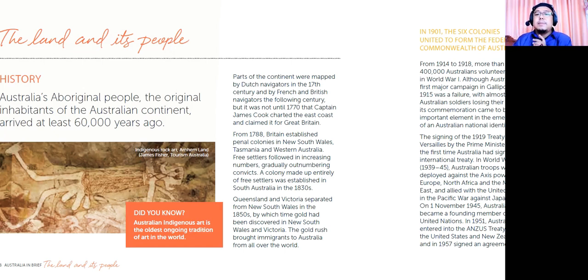So that's Great Britain. From 1788, Britain established penal colonies in New South Wales. See, I was right. New South Wales, Tasmania, and Western Australia. Free settlers followed in increasing numbers, gradually outnumbering convicts. A colony made up entirely of free settlers was established in South Australia in the 1830s.